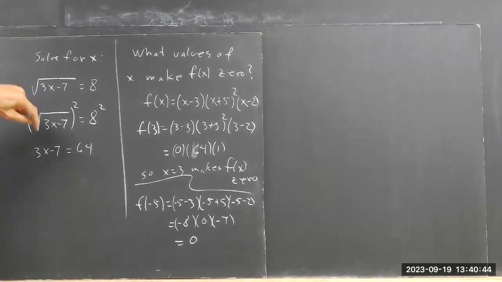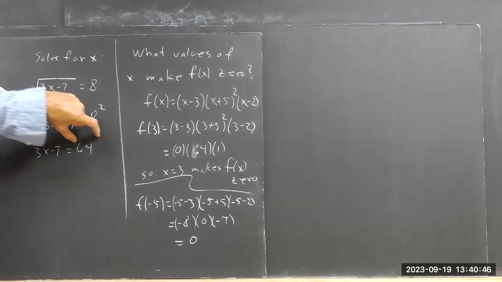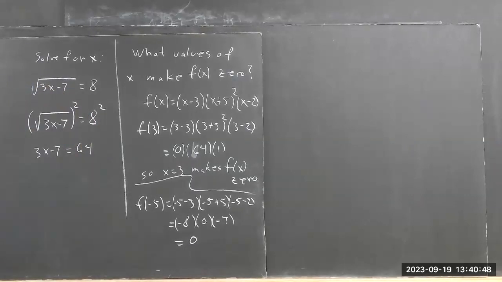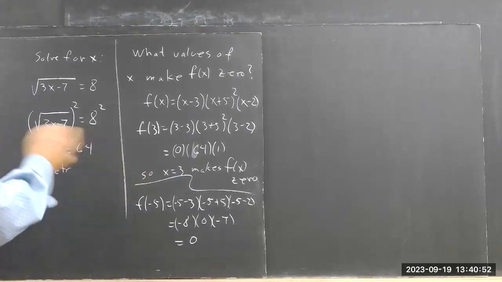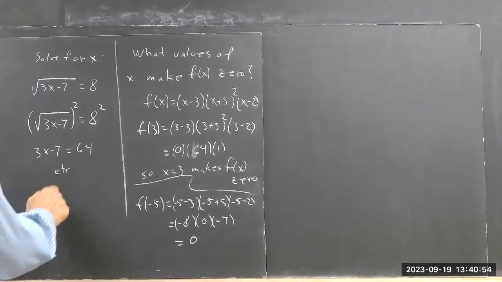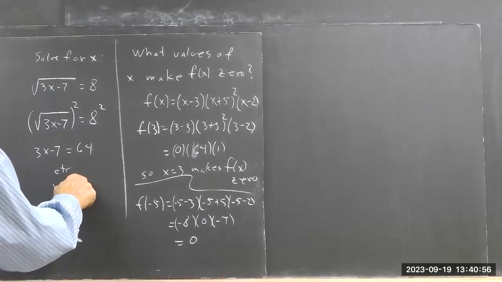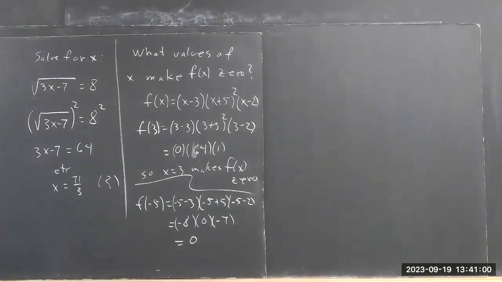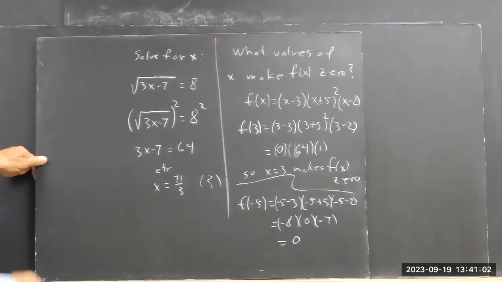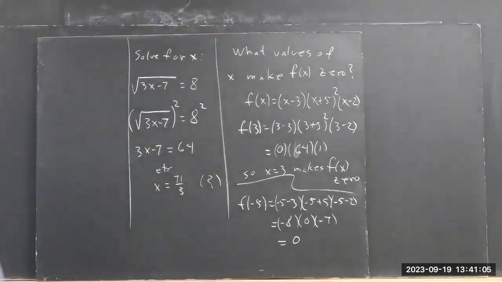Forget what I just said, it was a badly phrased sentence. But anyhow, you get 3x minus 7 equals 64. And you know what to do: add 7, then divide both sides by 3, and you get 71 over 3. I did that instantly in my head. All right, straightforward.